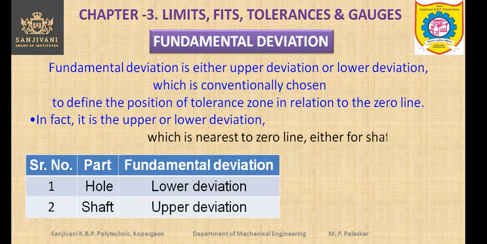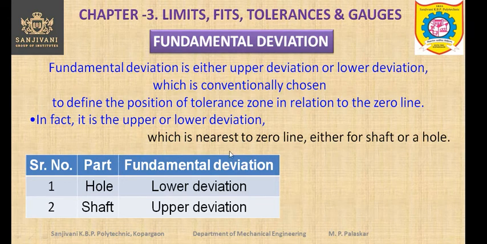So in fact, it is the upper or lower deviation which is nearest to the zero line, either for a shaft or a hole. For the shaft as well as for the hole, that deviation which is nearest to the zero line is nothing but the fundamental deviation. We call that deviation the fundamental deviation which is nearest to the zero line, whether it is the upper deviation or the lower deviation, for both the shaft and the hole.